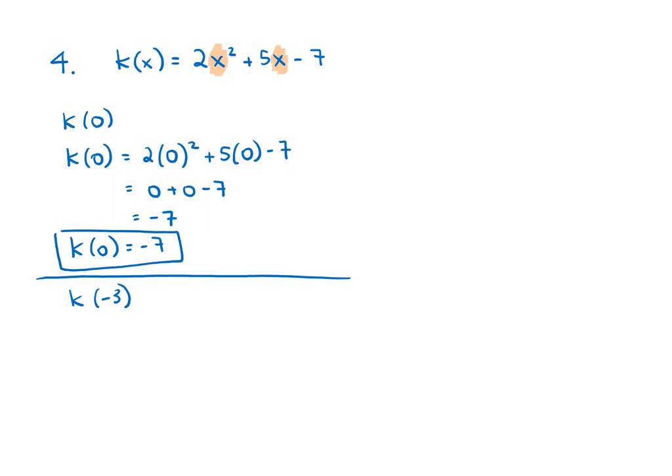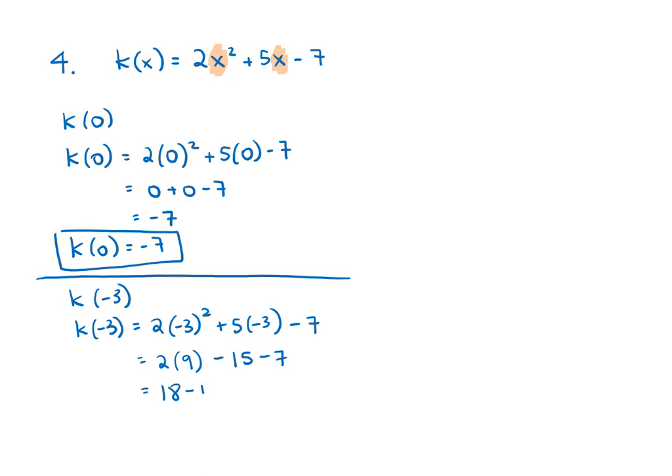The next question asks us to evaluate k of negative 3. And it's a negative number. Make sure that you put it in parentheses. And you're going to plug it in twice. And you have to remember some things like parentheses before, or exponents before multiplication. So I'm going to say that's 2 times 9, because negative 3 squared is 9. I can do this multiplication here. Get 18 minus 15 minus 7, so I get negative 4. So k of negative 3 is negative 4.